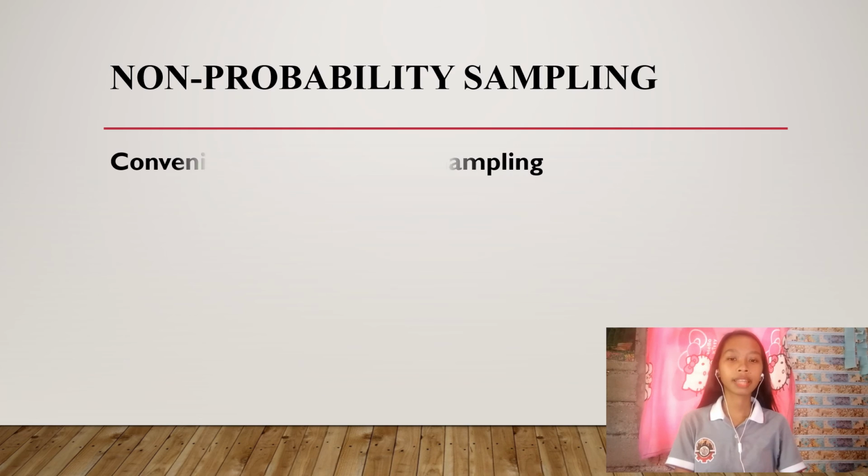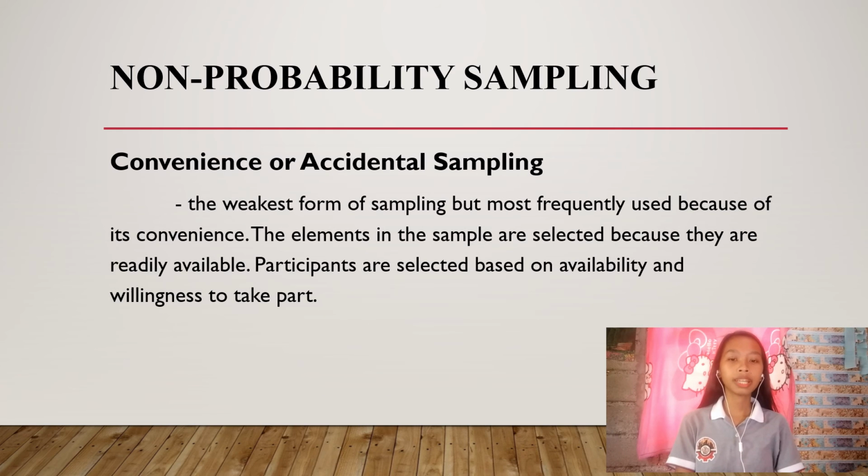Convenience or accidental sampling. The weakest form of sampling, but most frequently used because of its convenience. The elements in the sample are selected because they are readily available. Participants are selected based on availability and willingness to take part.